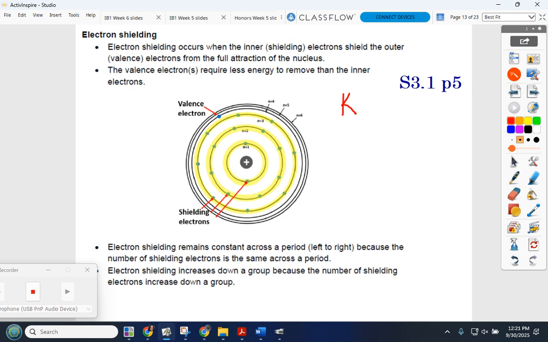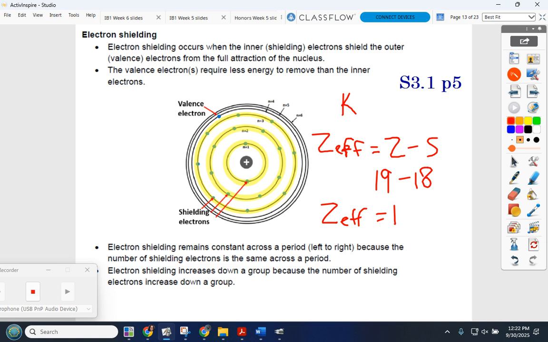our effective nuclear charge is equal to the nuclear charge, which is also the atomic number, right? Minus shielding electrons. Our atomic number here is 19. Everything except the one valence electron is a shielding electron. So this would be equal to 1. That's it. It's that straightforward, okay?